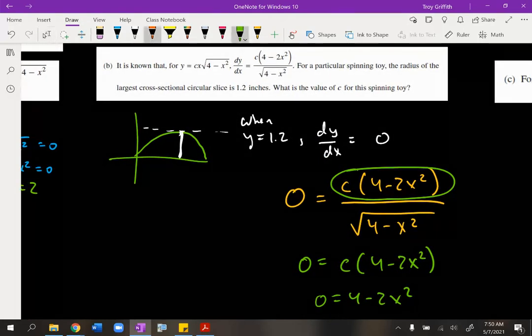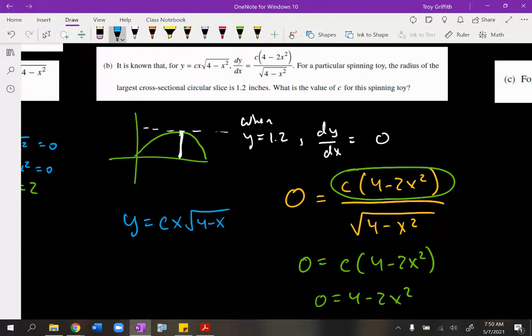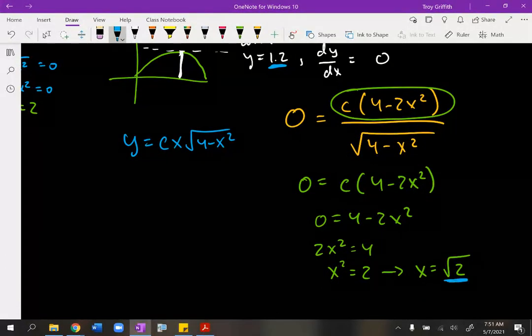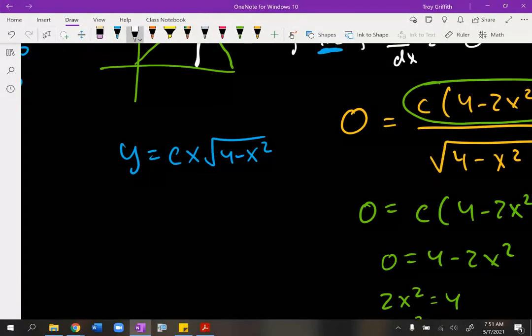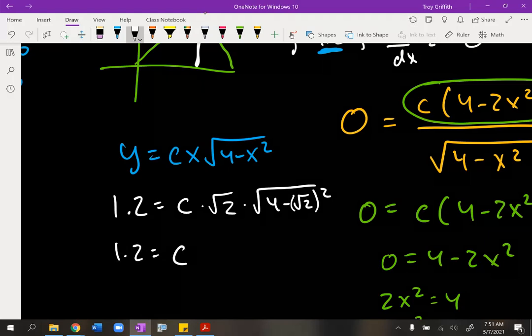But what I can now do is I can say, well, here's the function y equals c times x times the square root of 4 minus x squared. And I now know what y is, and I also now know what x is, so I can plug those in, and I can use those to help me solve for c. So that's what I'm going to do. Well, y I already know. The largest radius for the cross-section was 1.2, so 1.2 is equal to c times the square root of 2 times the square root of 4 minus the square root of 2 squared. Okay, let's do a little bit of math and evaluation here.